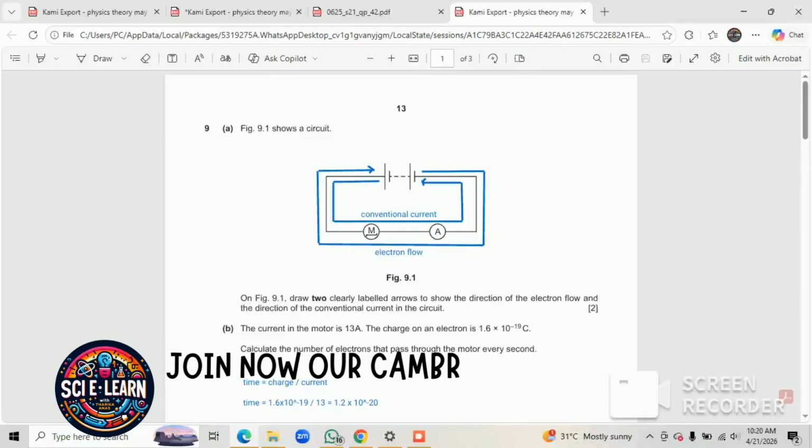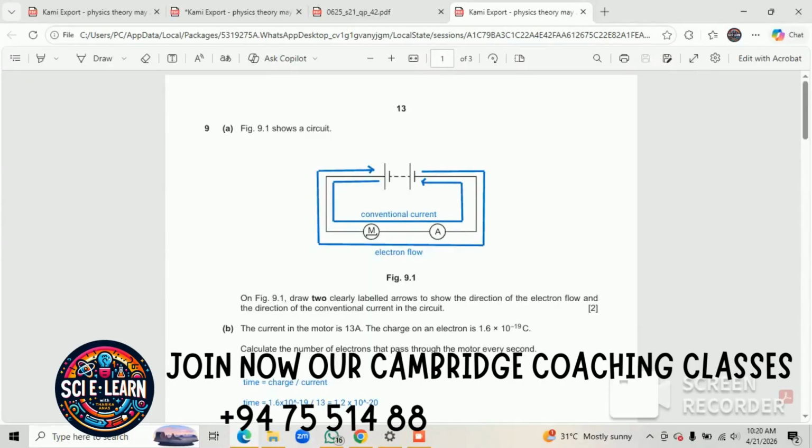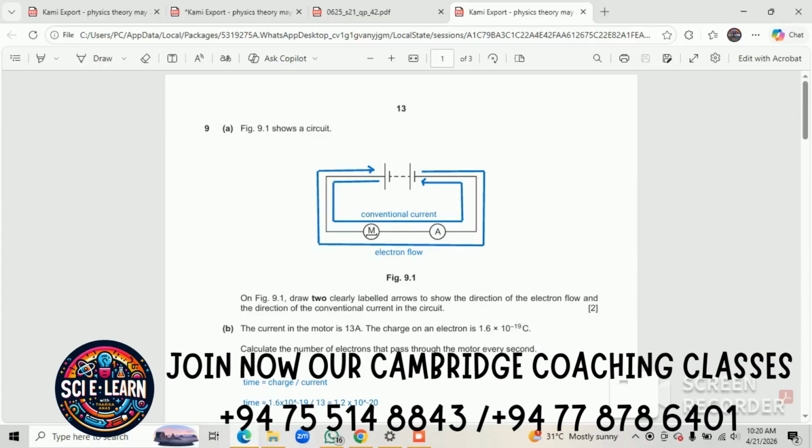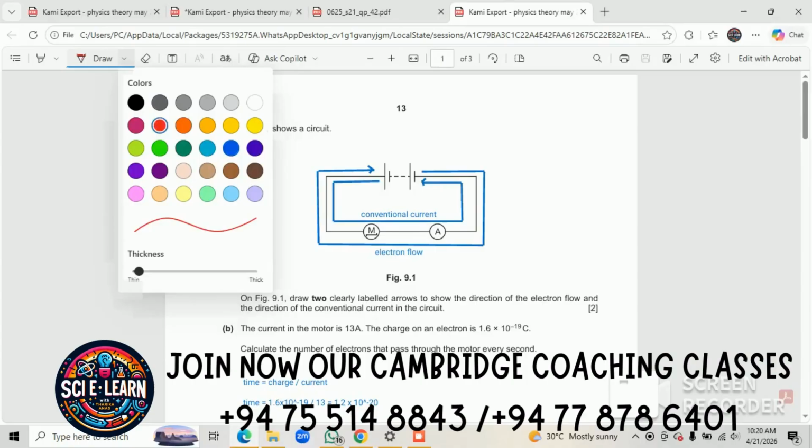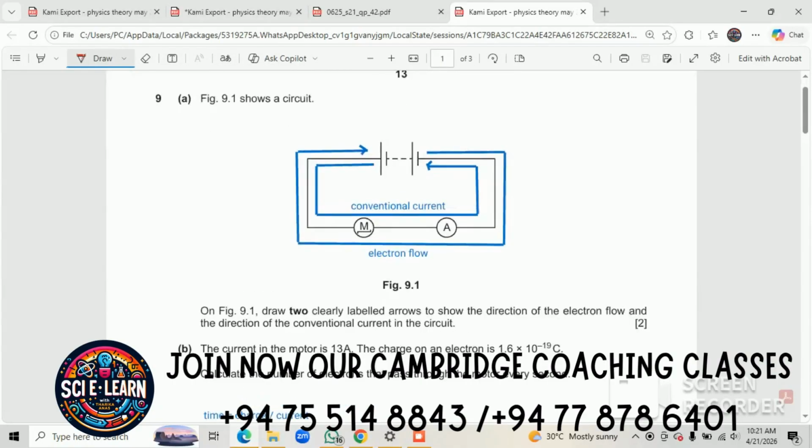So the ninth question, it shows a circuit, and then you have to draw two clearly labeled arrows to show the direction of the electron flow and the direction of the conventional current.